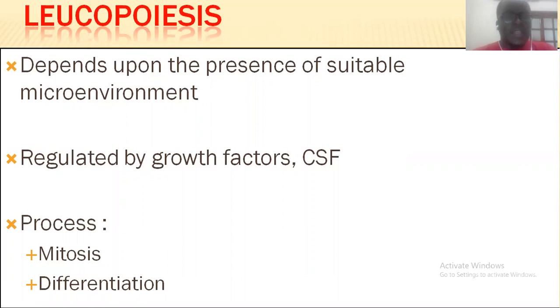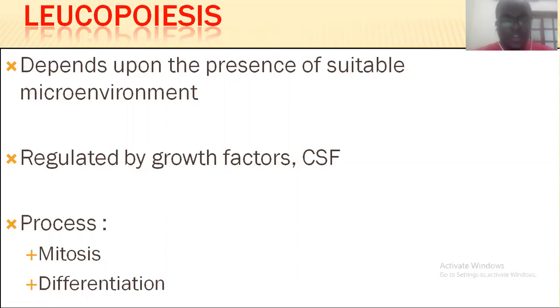Leukopoiesis depends upon the presence of a suitable microenvironment. So you have those stimulating factors. Remember, you have the inducers: growth inducers, and then differentiation inducers that can stimulate the stem cell to differentiate into these white blood cells. So they are regulated by growth factors. You have different types of factors that can stimulate these cells to differentiate. For instance, you have colony stimulating factor that can stimulate these cells to differentiate into white blood cells.